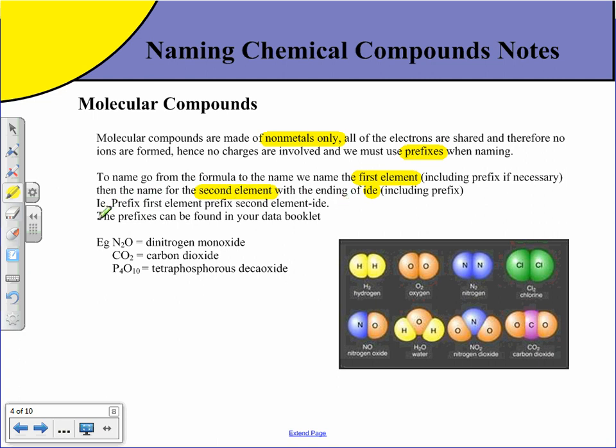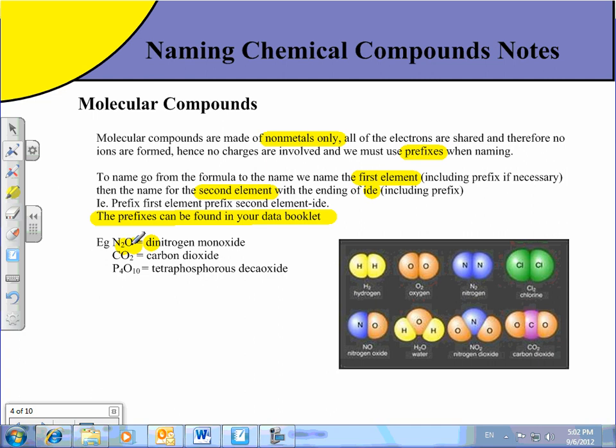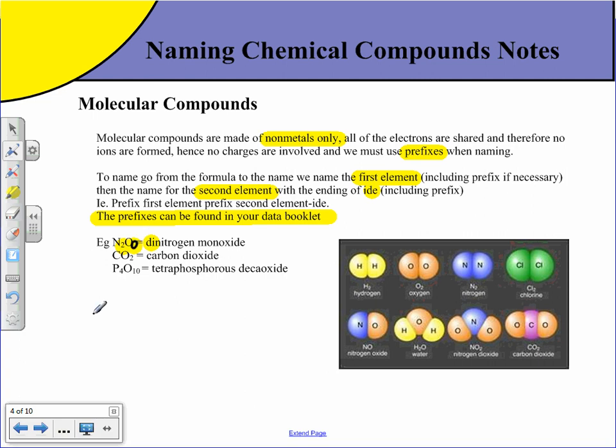And the prefixes are found in our data booklet. So for example here, I've got nitrogen with the 2, so that means I need the prefix di. So this becomes dinitrogen monoxide because there is no subscript here, okay? There's no subscript here. That's why it's monoxide.